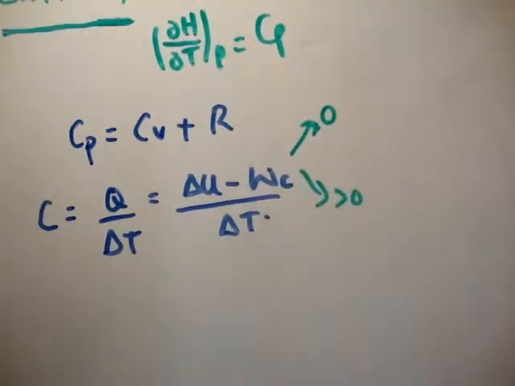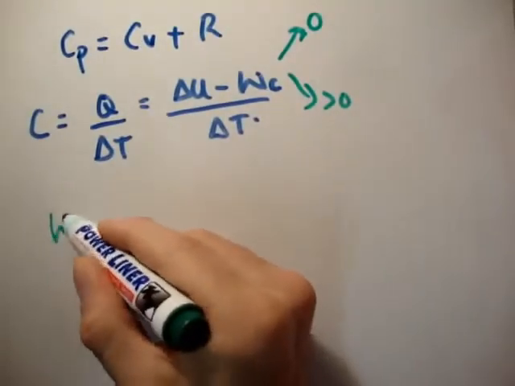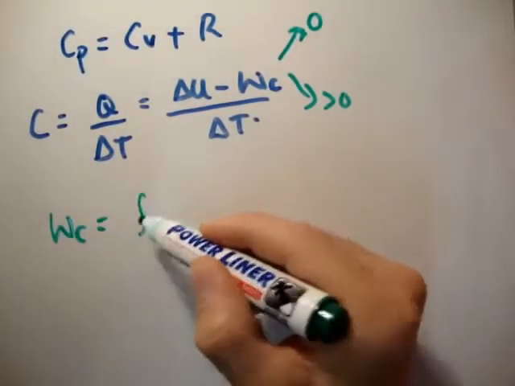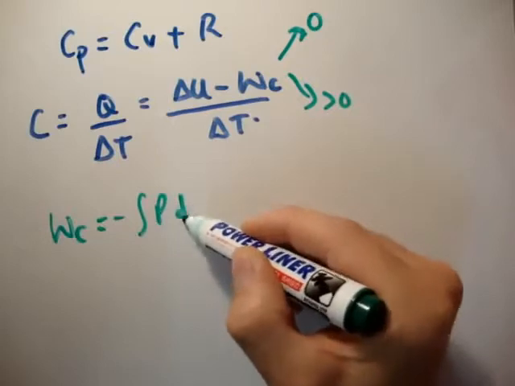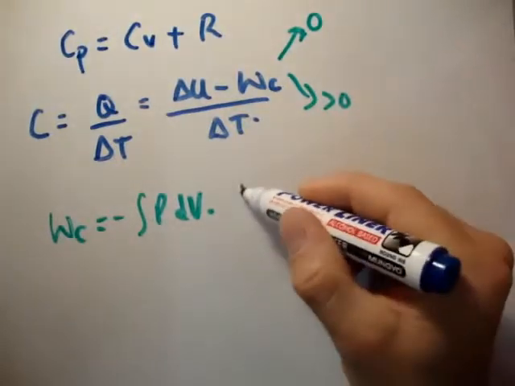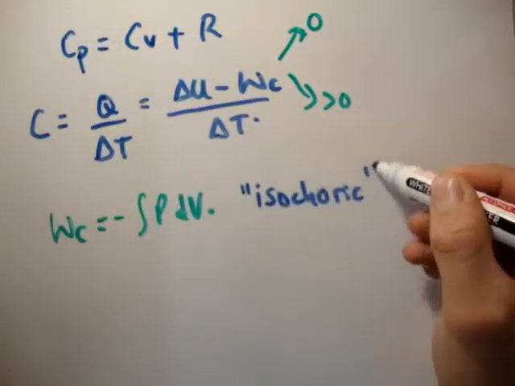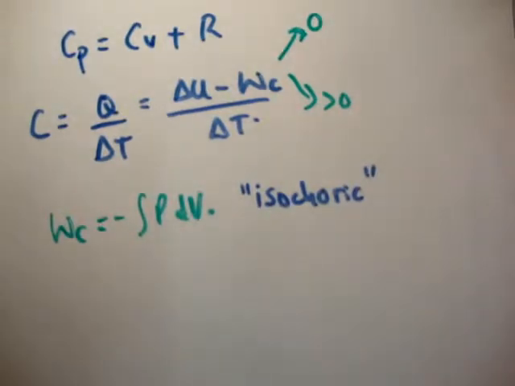Now, the only way this can be equal to 0 is as follows. We know that the compression work, as seen in a previous video, is minus the integral of P dV. So the only way for compression work to be 0 is if there is no change in volume, or we have an isochoric process. And this is important. The whole idea of an isochoric process is very important.